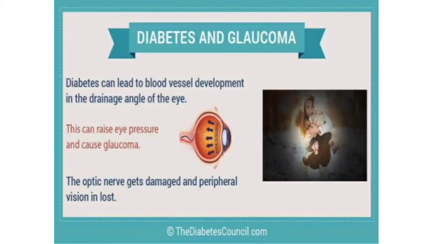Diabetes patients have a lot of tendency to develop glaucoma because diabetes can lead to blood vessel development in the drainage angle of the eye. So proper drainage does not occur in diabetes patients because of the vessel development, and that is why there is a lot of intraocular pressure, and this leads to glaucoma formation.